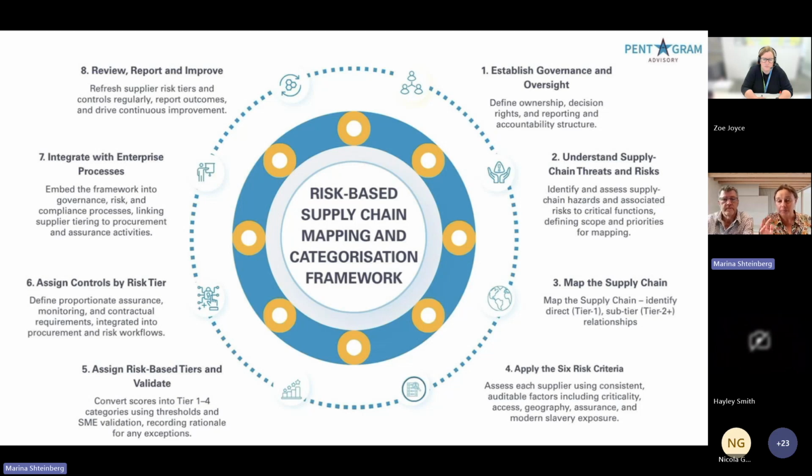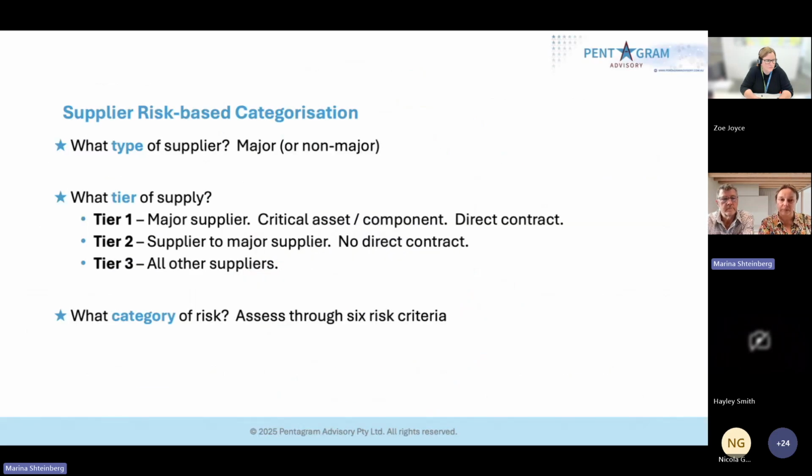Step 3 is mapping your supply chain. This is when we're talking about tiers of suppliers. You can have your direct suppliers within tier 1, and then you have further tiers within your supply chain, which can be suppliers of your suppliers. Then when you identified your suppliers, you will need to work out who sit within the definition of major suppliers. And we'll quickly go to the next slide and come back to this diagram.